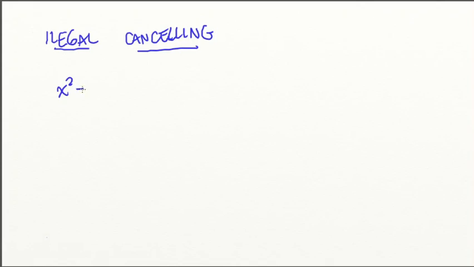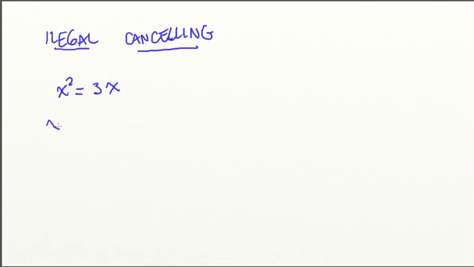So today, it would be important for us to discuss illegal canceling. So let's say that we have an equation for a quadratic function like this: x squared is equal to 3x. So how would you solve this?